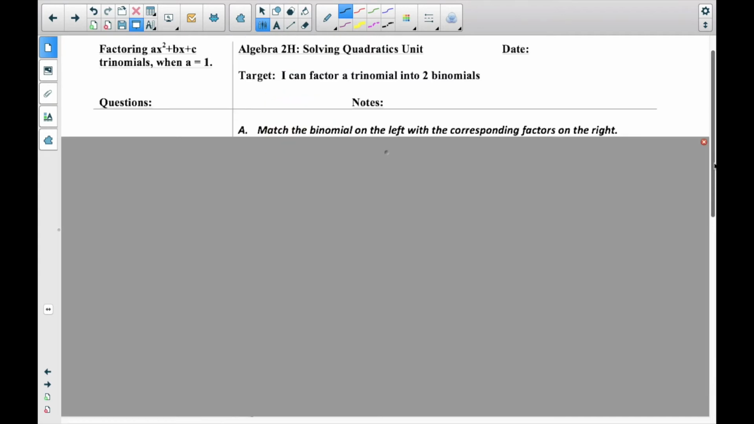On the next page, we have a matching section. So take a second right now, pause the video, and see what you can do on matching. There are two different ways to match them. You could start on the right-hand side and multiply them out, but the shorter way is to start on the left side and see if you're able to factor them. So pause here and see what you can do on factoring those trinomials.